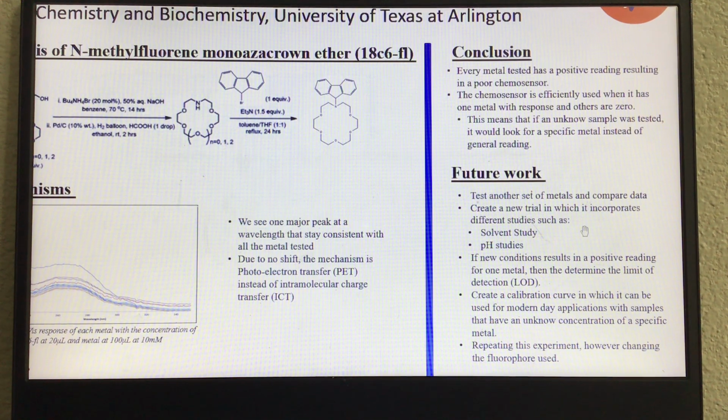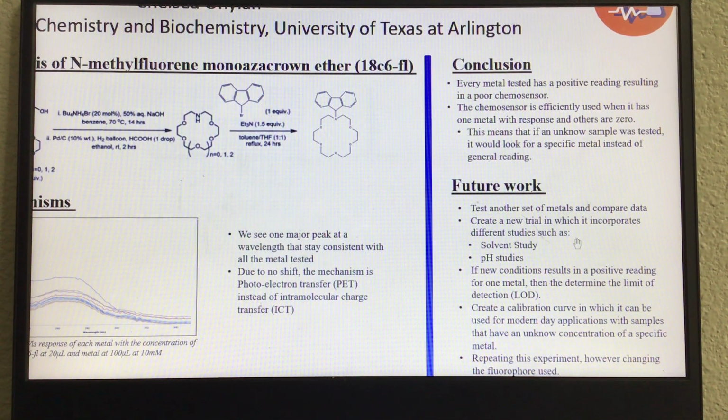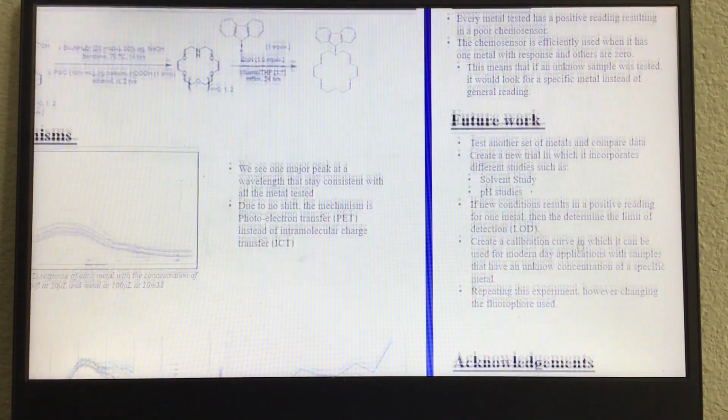So for our conclusion, every metal that was tested had a positive reading, and that resulted in a poor chemosensor. We want our chemosensors to be efficient, meaning we want it to have selectivity to one metal, and we want it to have zero response with others. That is useful because it allows us to look at an unknown sample, get a positive reading, and know exactly what metal is present.